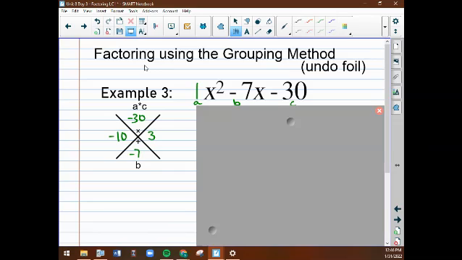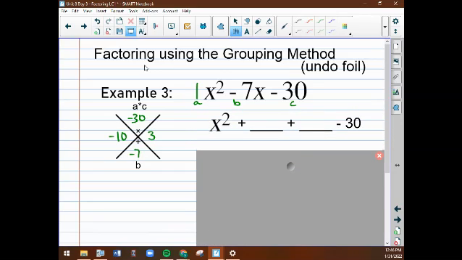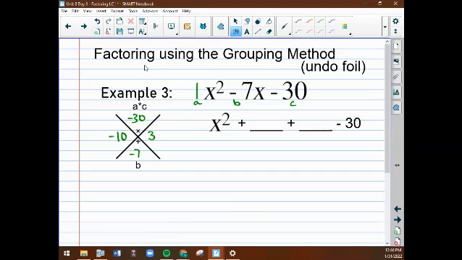With factoring by grouping, I'm going to rewrite my original trinomial. I'm basically going to take the negative 7x and split it up into two pieces, two things that will add together to get me negative 7x. Well, I just found those two things, negative 10 and 3. I'm going to put them in these two blocks and include an x with each. So I'm splitting up negative 7x into negative 10x plus 3x.